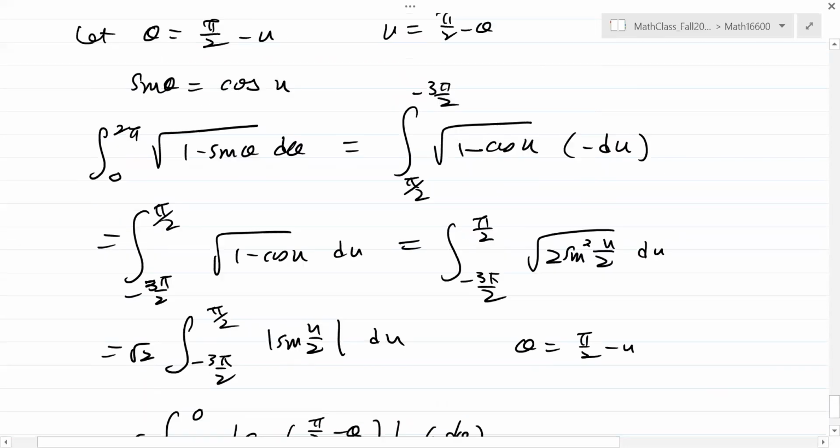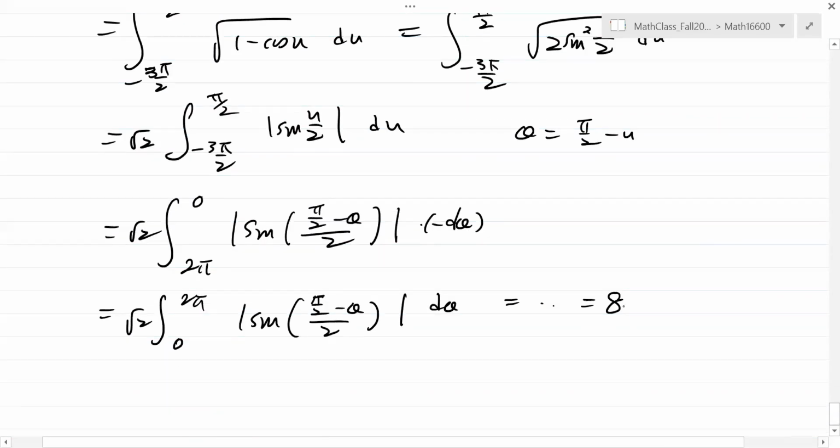This is just a portion of that. So it's not going to be square root of 8. Square root of 8 divided by 2.